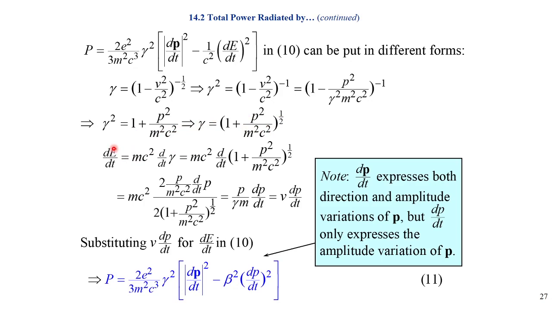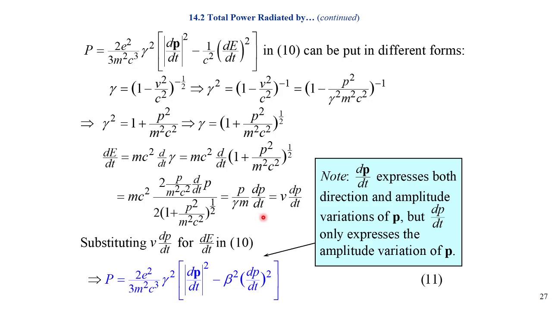Therefore, dE over dt is mc squared d gamma over dt. Okay? So we can change the change in gamma into the change in p. By doing so, we got this one, the proportional constant the same. And this one gives us 1 over 2, 1 over 2. So we have 2 here. And this one becomes the denominator. And this one, 2p over m squared c squared, dp over dt. So 2 and 2 cancel.